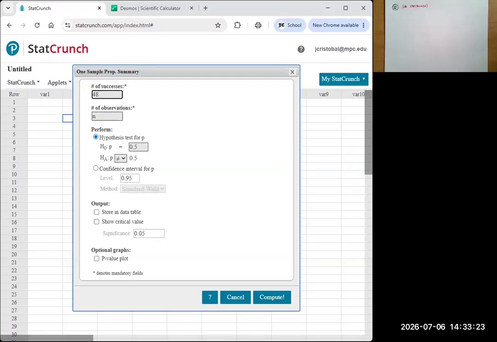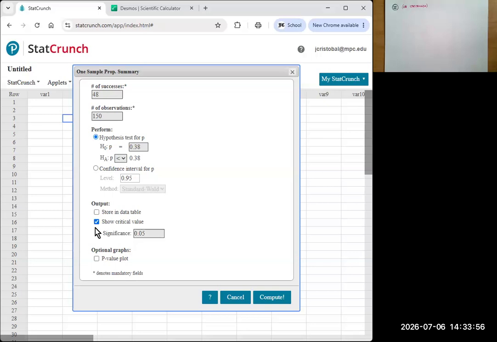For our example, our number of successes was 48. Our number of observations, our sample size, was 150. We are doing a hypothesis test, our null hypothesis is 38%, 0.38 as a decimal. And then our alternative hypothesis, I know I wrote H sub 1, but the calculator here uses H sub A, with less than. The dietitian claims that percentage is too high, so it should be less than 0.38.